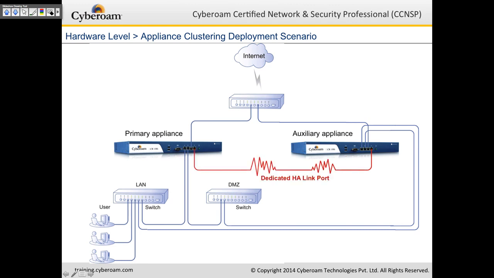Now, there is an additional port which you need to configure in Cyberoam, which is the heartbeat port, and these two ports should be connected directly to each other. Now, this can be the DMZ port most of the time. If you want to get into the details of the configuration, you can go to our knowledge base article, but it's always better not to keep any switch in between and connect the two appliances directly.